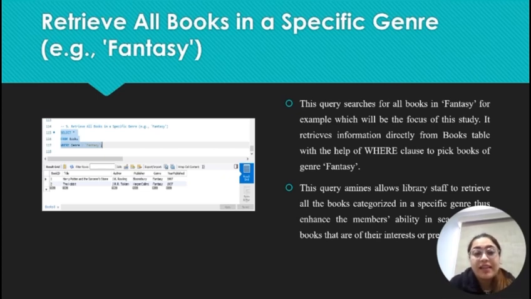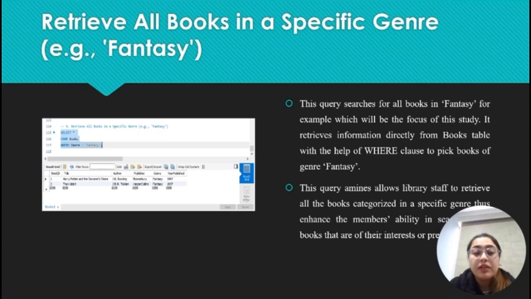This slide explains an SQL query to retrieve all the books in a specific genre, like fantasy. The query searches for books labeled under fantasy by using a where clause, which will filter for this genre in the books table. It will help the library staff to quickly find all the books in a particular genre, making it easier for the members to discover books that match their interests or preferences.